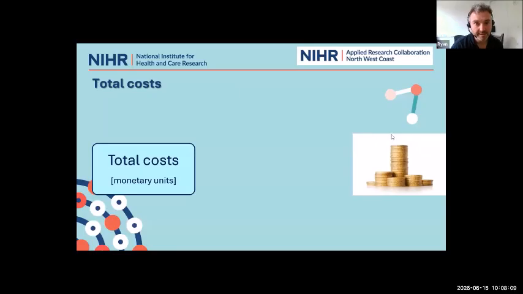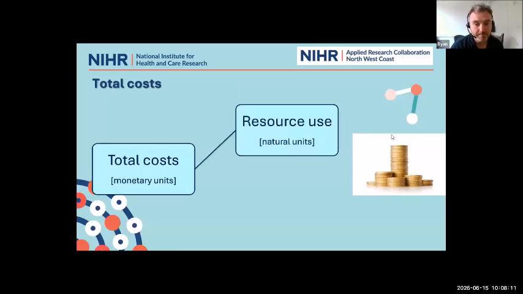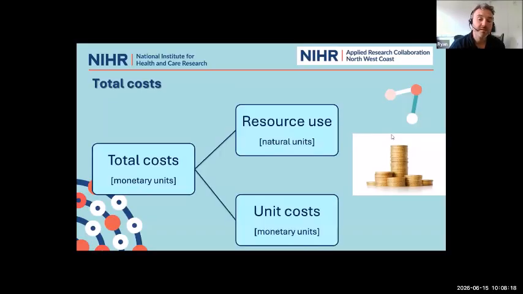So calculating total costs. First, we need to identify resource use, the number of each unit we use, and then the individual costs of each of those units.